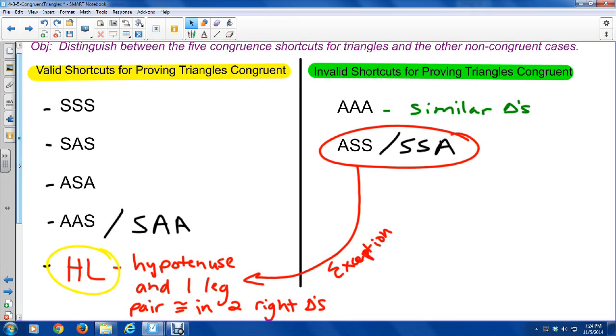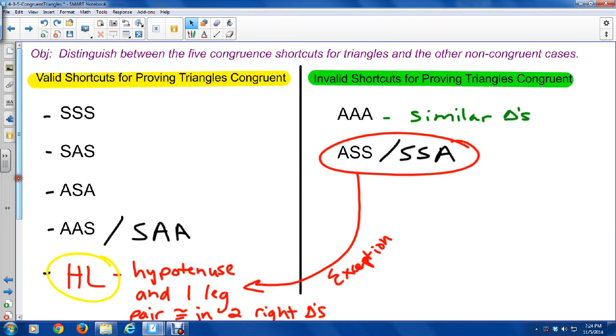Okay, watch my next video if you want to see how to apply these and see some examples of how I identify which one and distinguish between my shortcuts.